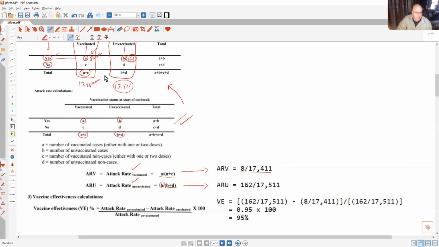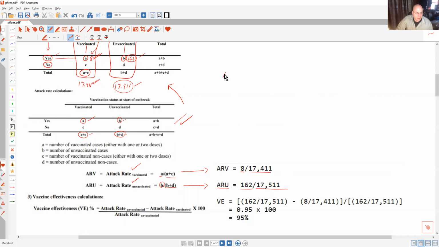8 over 17,411. There it is, cleaned up a little bit. The attack rate for the unvaccinated is 162 over 17,511. That's 162 over 17,511, or B over B plus D. So we have two attack rates, one for the vaccinated group and one for the unvaccinated group.